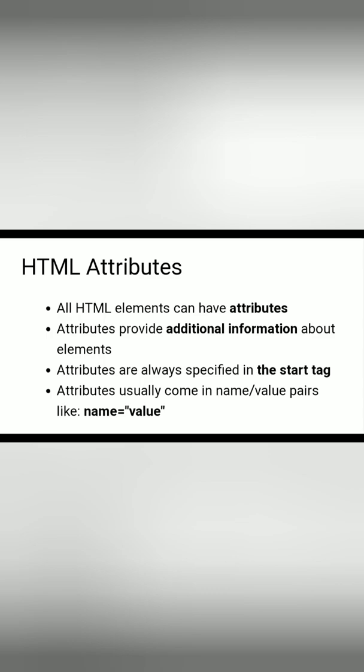Yes students, after HTML elements the HTML attribute is there. So what is an attribute? All HTML elements can have attributes. Attributes provide additional information about an element, like in a car, the attributes are the size of the car, color of the car, type of the car. Okay, so these are the car attributes. So what are the tag attributes? I will tell you about attributes of HTML.